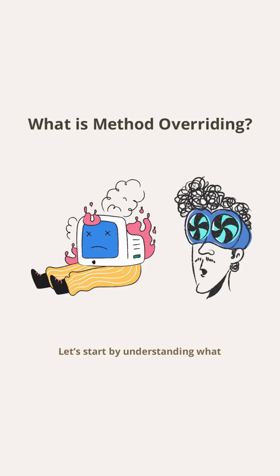Start by understanding what method overriding in Java actually means. In simple words, method overriding allows a subclass to provide its own specific implementation of a method that is already defined in its parent class.